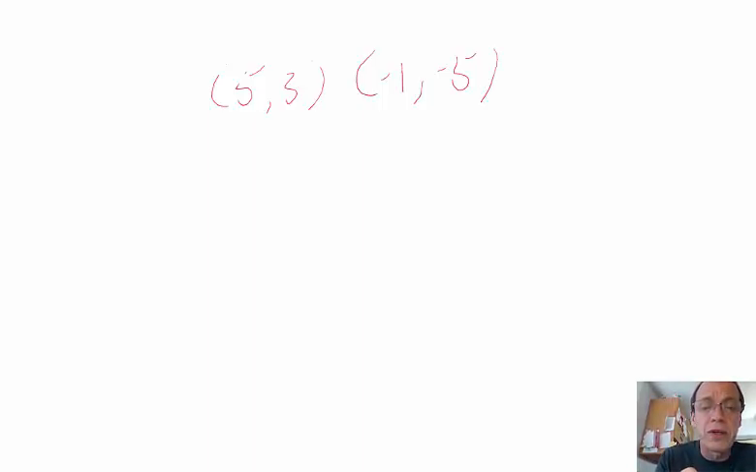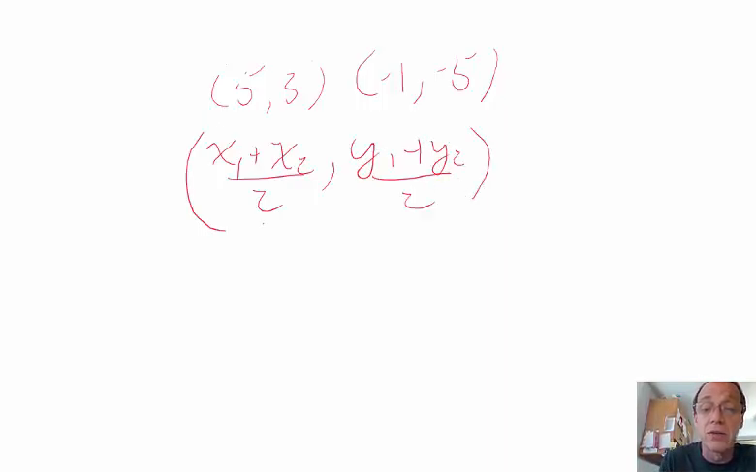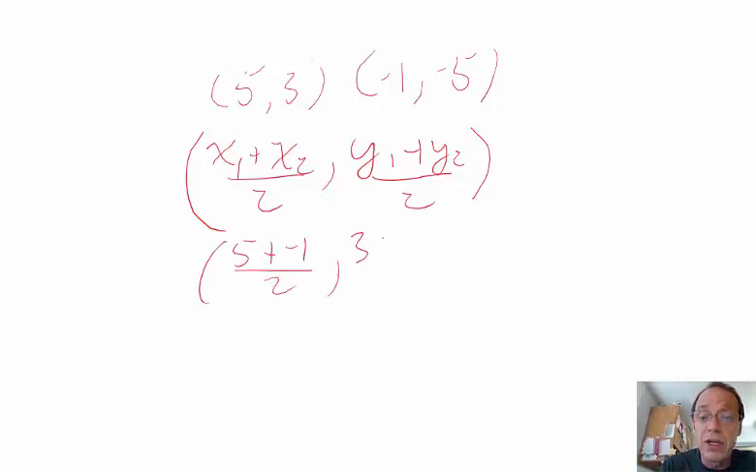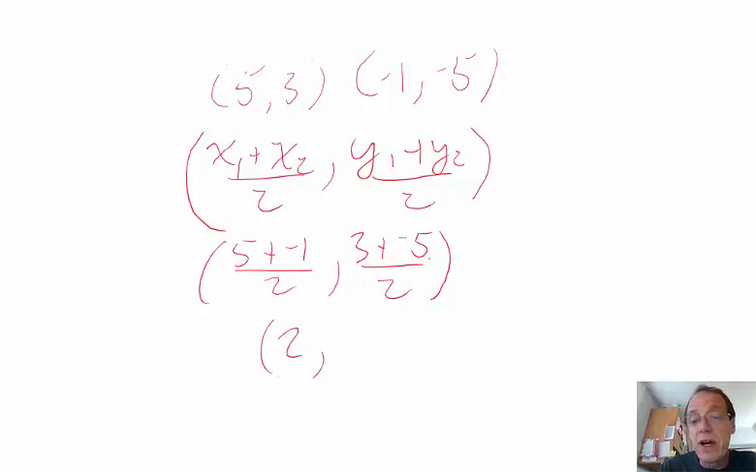So the midpoint formula says that you add up the x's, divide by 2, and you add up the y's, divide by 2. And that'll tell you where the midpoint is, which in this case is the center of the circle. So I'm going to take 5 and add negative 1, divide it by 2. I'll take 3 and add negative 5 and divide that by 2. 5 plus negative 1 is 4, divided by 2 is 2. 3 plus negative 5 is negative 2, divided by 2 is negative 1. So my center should be at (2, -1).